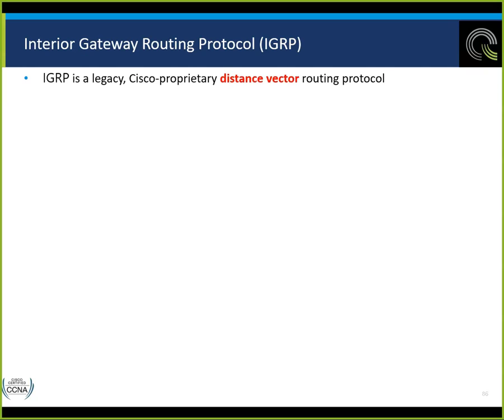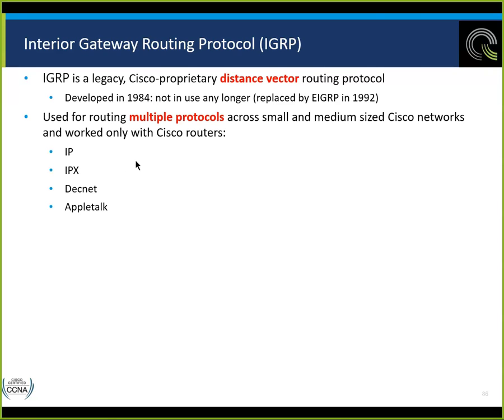IGRP, I want to click through this one pretty quickly. Legacy Cisco proprietary distance vector software. It's not here anymore. EIGRP is based on it. Developed in 1984, replaced by EIGRP in 1992. So in the year 2020, we're probably not going to find any of these anymore. Maybe you will if you have something really old.